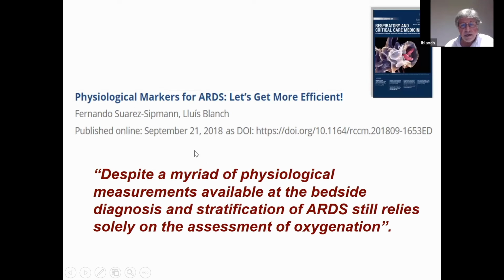Sipka, okay? And I said, despite a myriad of physiologic measurements available at the bedside, diagnosis and stratification still rely solely on the assessment of oxygenation. And this needs to be improved because we have many other markers together with oxygenation. Oxygenation is a consequence of what we see in the other biomarkers.